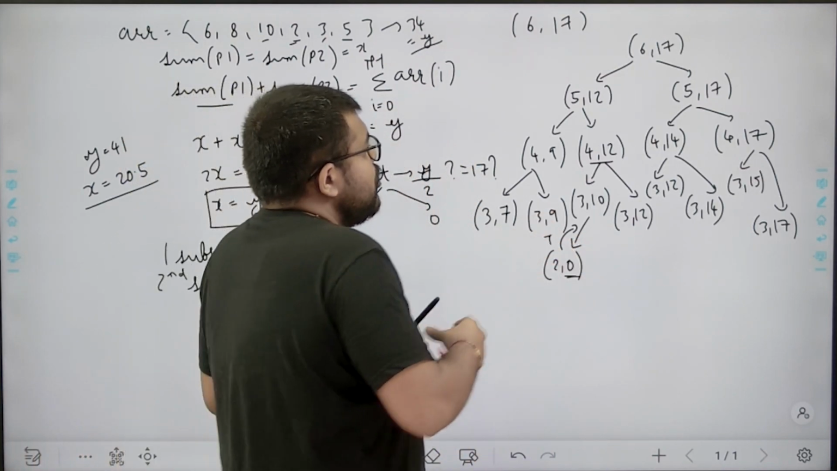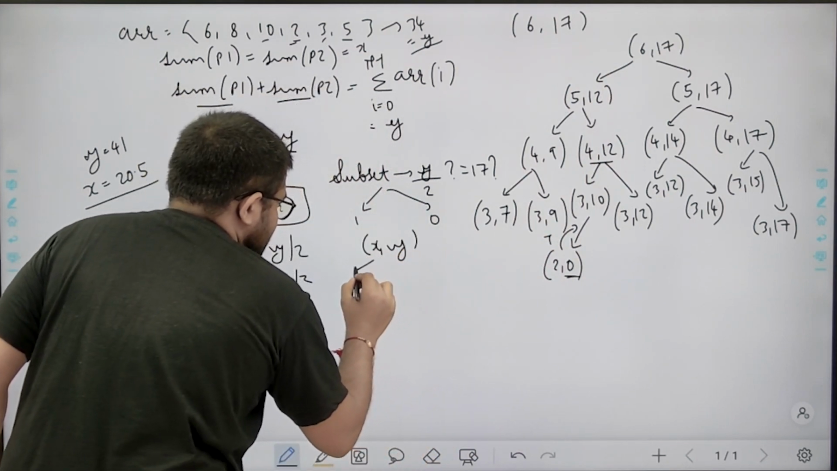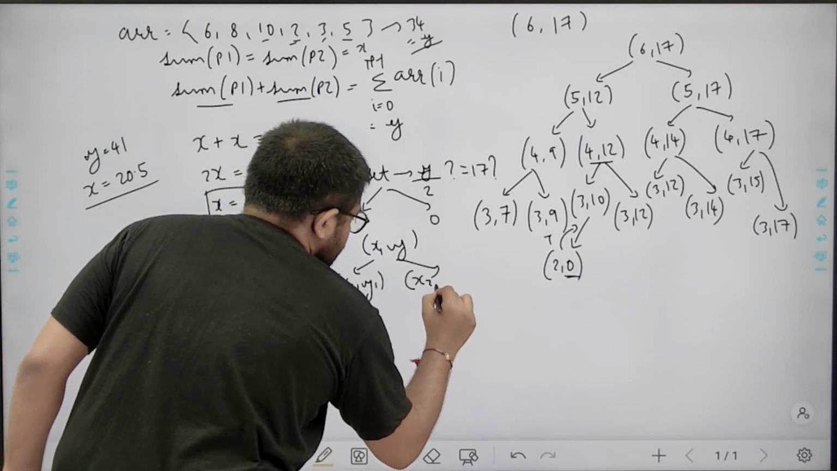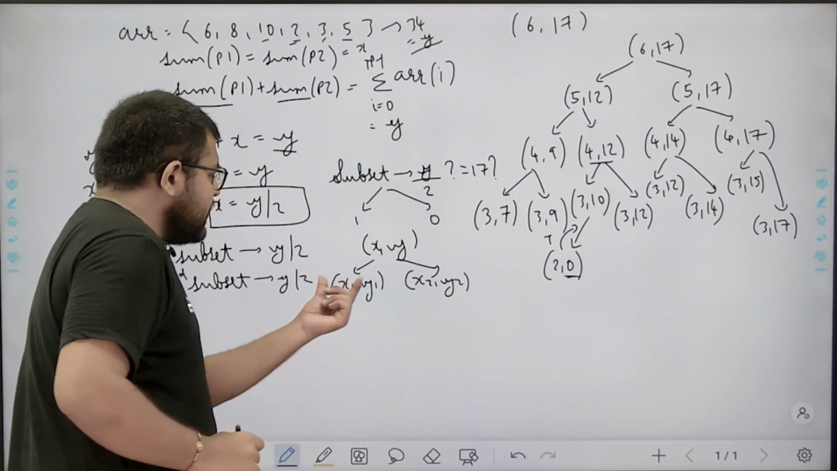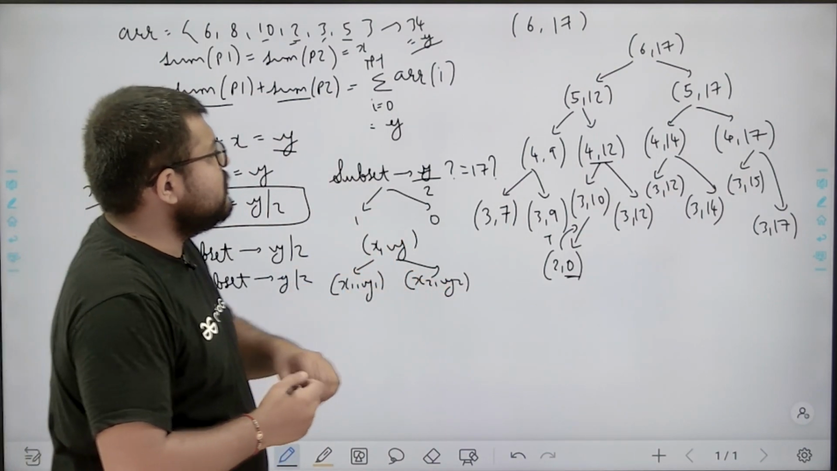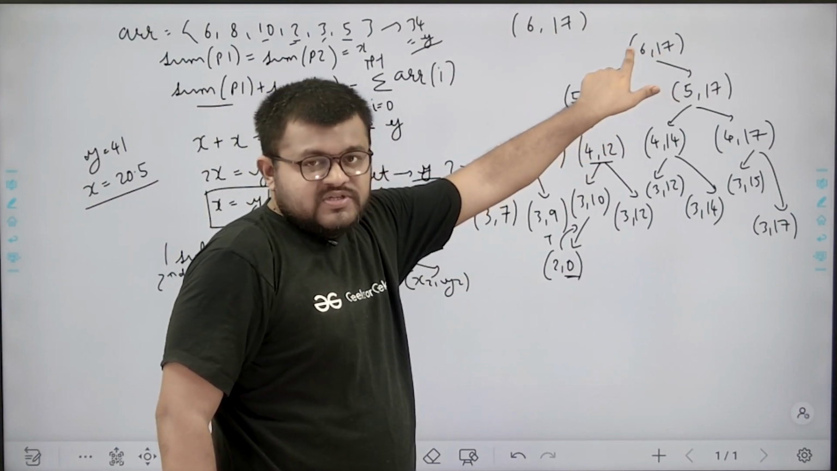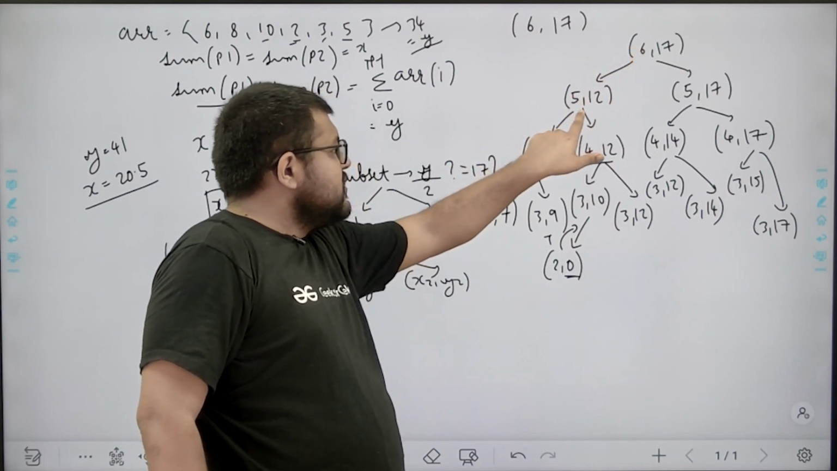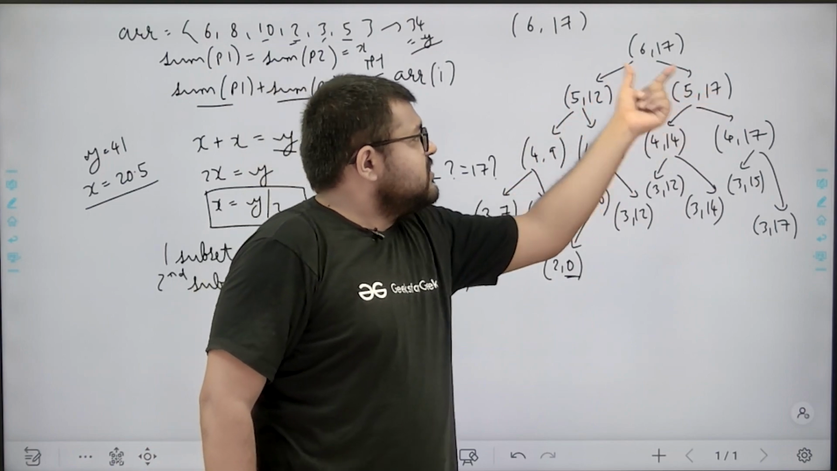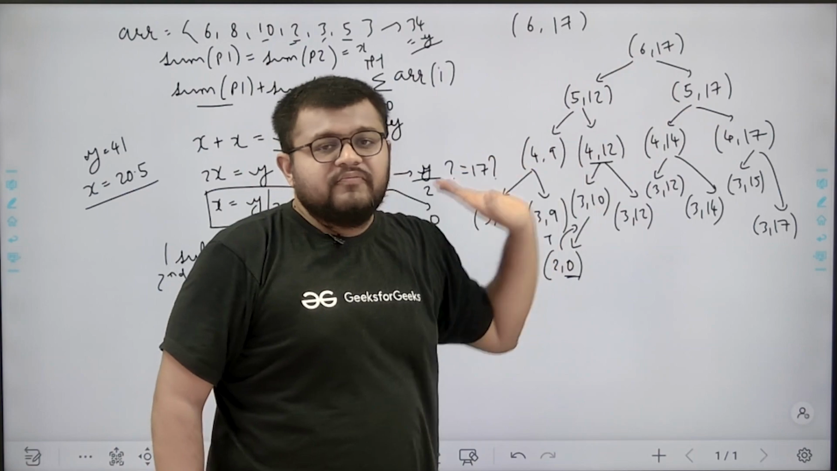So basically, if there is a node x y, and it has two children, x1 y1 and x2 y2, then if either of these conditions becomes true, this will become true, because basically what does it say? Can I make a subset of sum 17 with the help of the first 6 elements, either considering the last element or not considering the last element? So if any of these conditions returns true, it will be true. This will be false when both of them return false.